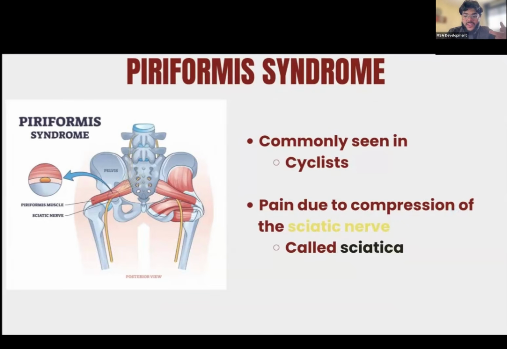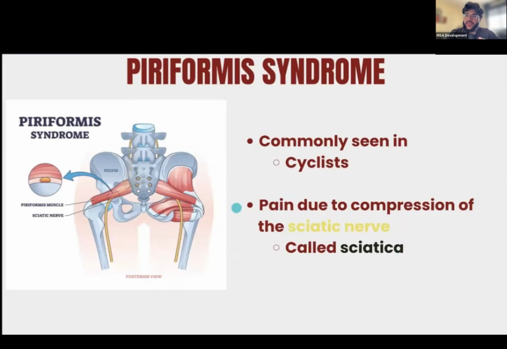during cycling. What happens is that the sciatic nerve runs right underneath the piriformis muscle. Once this muscle is enlarged, it will cause a compression of the sciatic nerve, and this causes pain that is called sciatica. Sciatica is a characteristic pain which radiates down from your buttock to the back of your leg, and this is usually seen in cyclists once the piriformis muscle is enlarged and compresses the sciatic nerve. Make sure to keep this in mind.